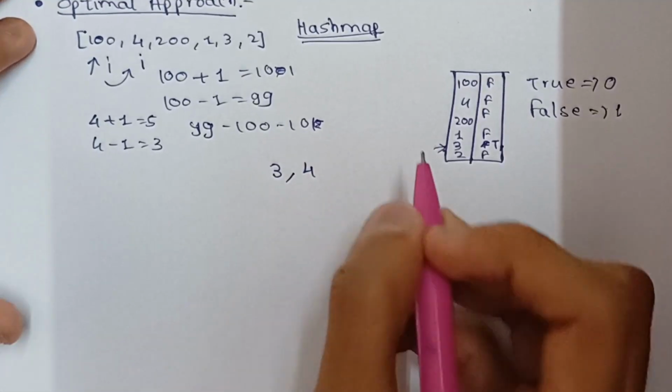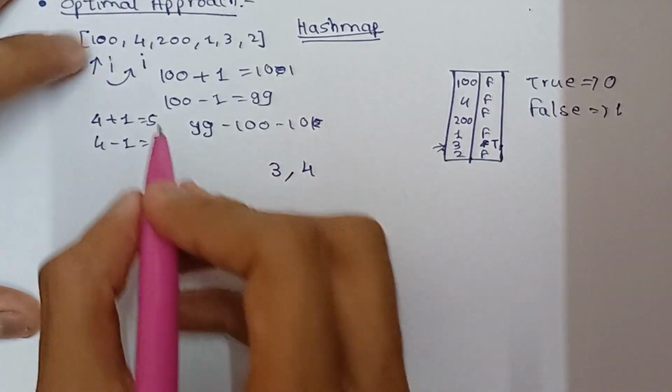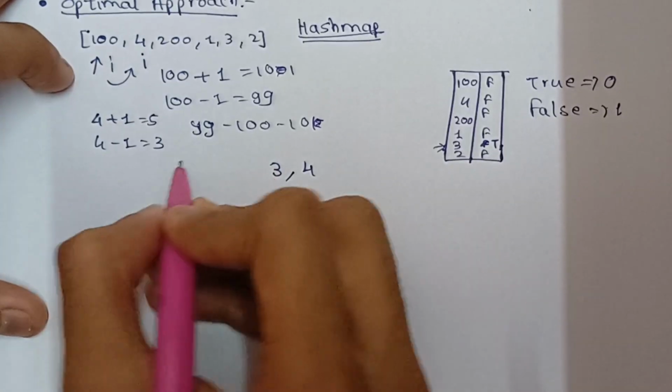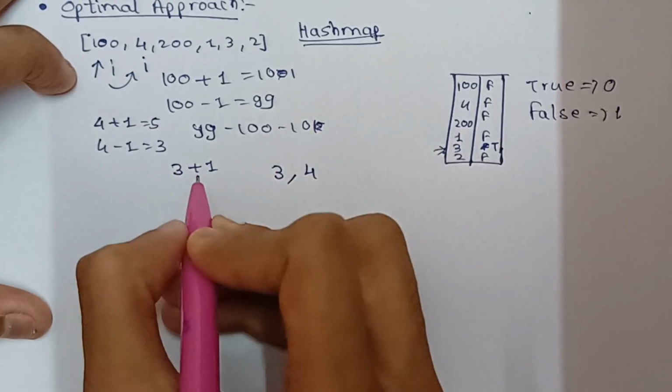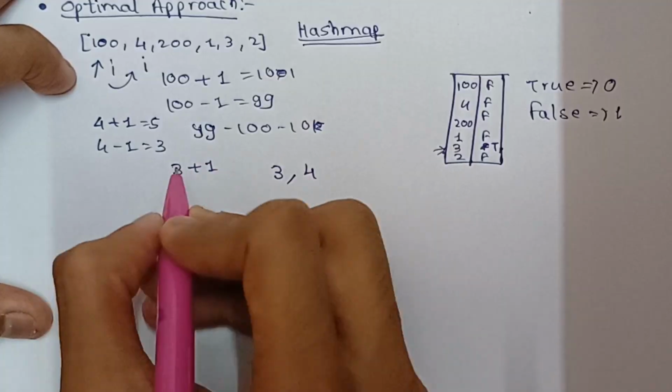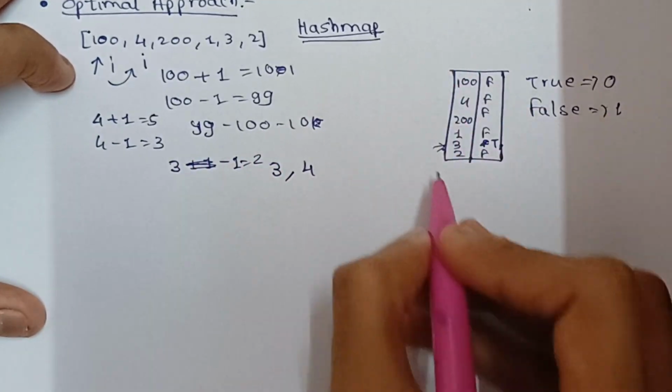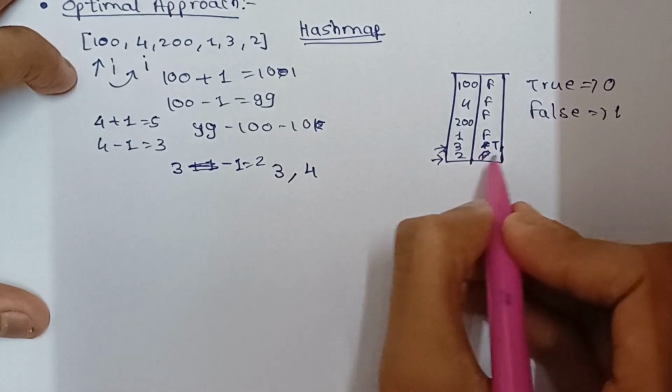Now we got 3. We will check for 3 plus 1, which is 4. No, so we will check 3 minus 1, which is equal to 2. Is there a 2 in the hash map? Yes, here is 2, and this will become true.